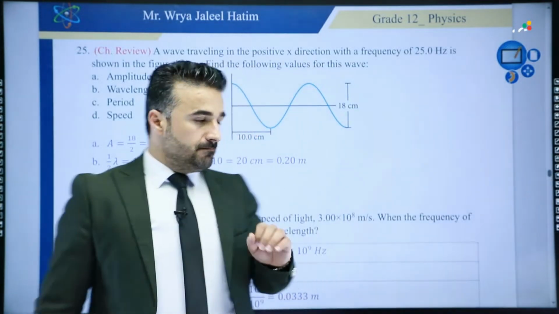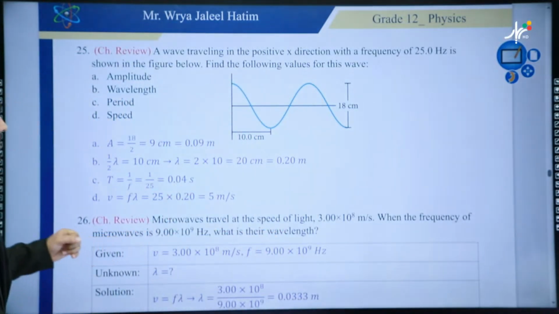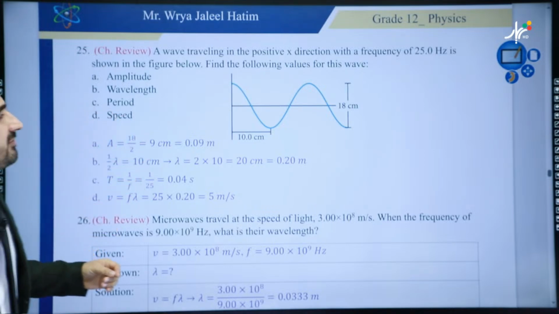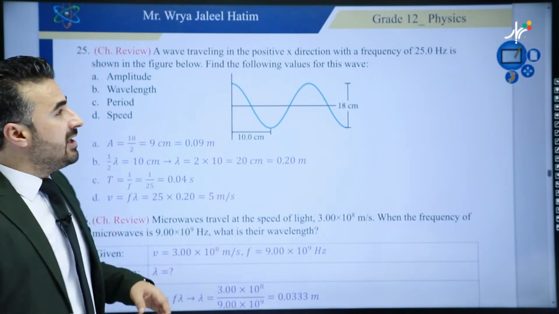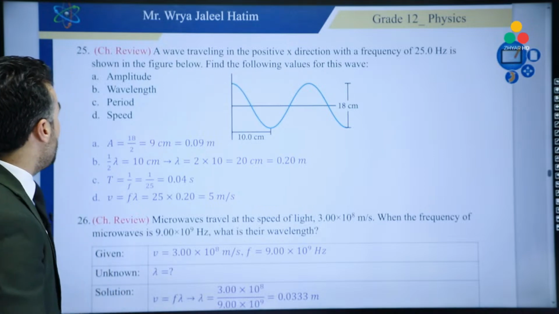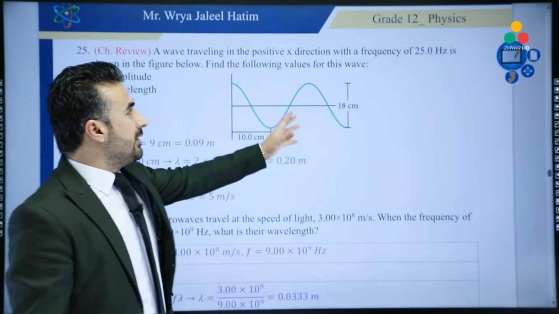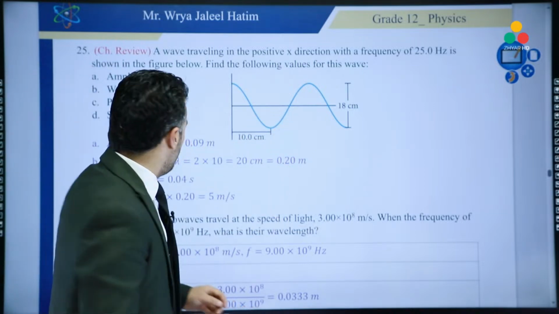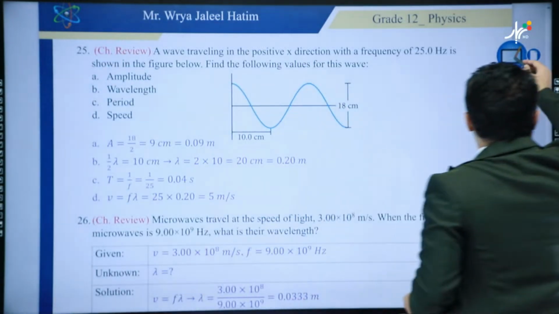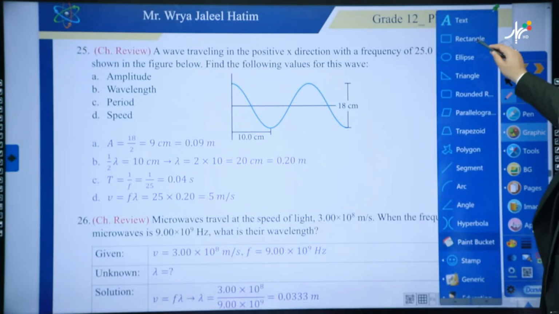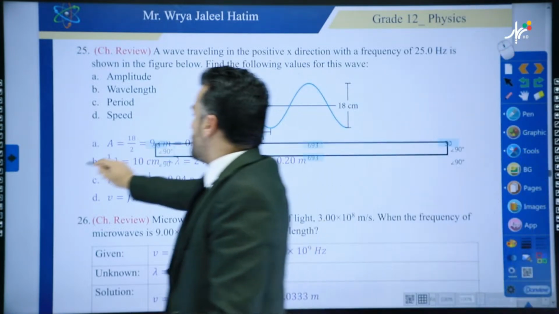So we have this question, which is very important. It says a wave traveling in a positive x direction with a frequency of 25 hertz, which is shown in the figure below, find the following values for this wave. Now let's try to find what they are asking us to find.